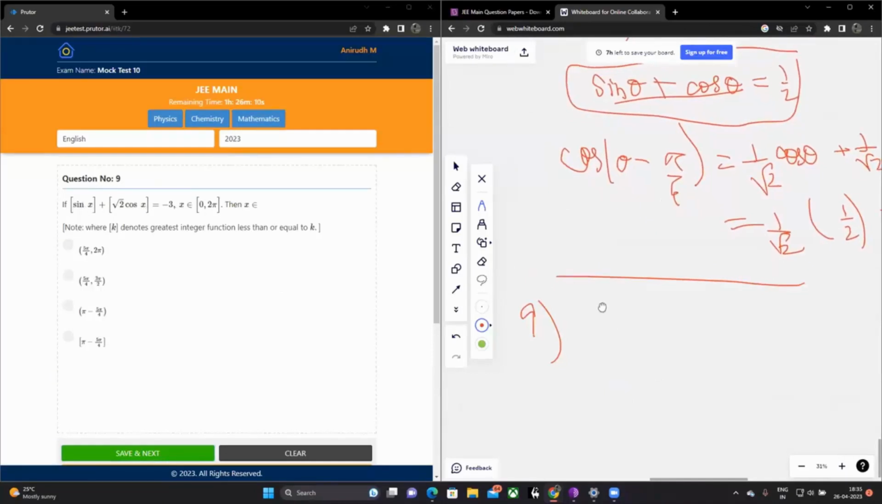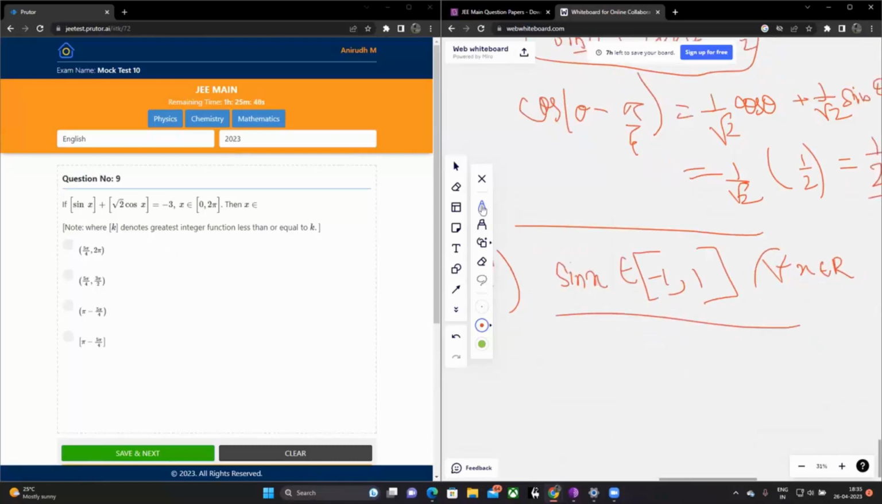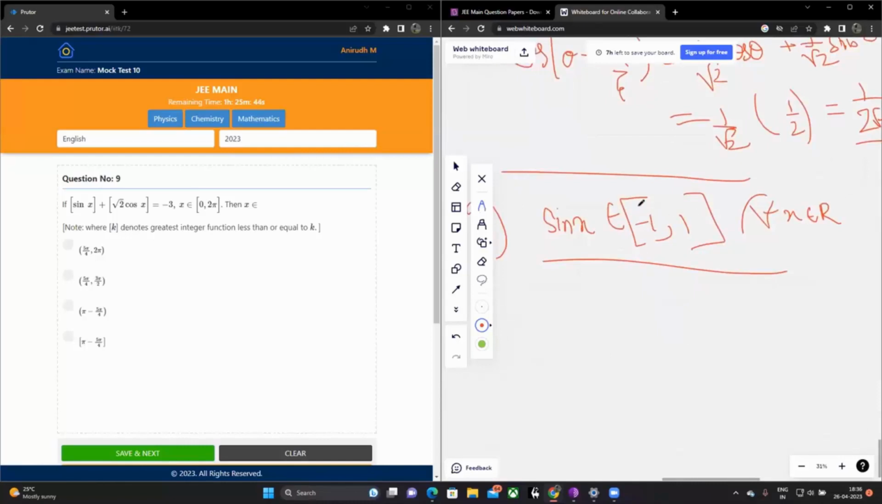Now you guys have to remember that sin x is bounded between -1 and 1 for all x belongs to R. I'm sorry if you don't know these notations. This is for all, this belongs to, and R is the set of real numbers, right? So sin x belongs to -1 to 1, and so the greatest integer of sin x is any of -1, 0, or 1, right? So the maximum value this first term can take is basically -1.